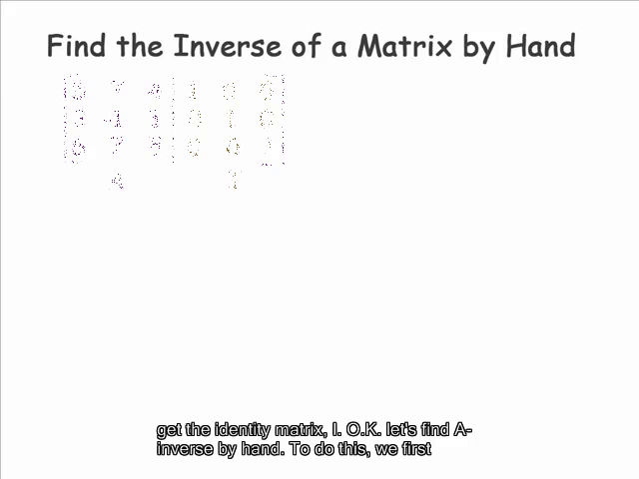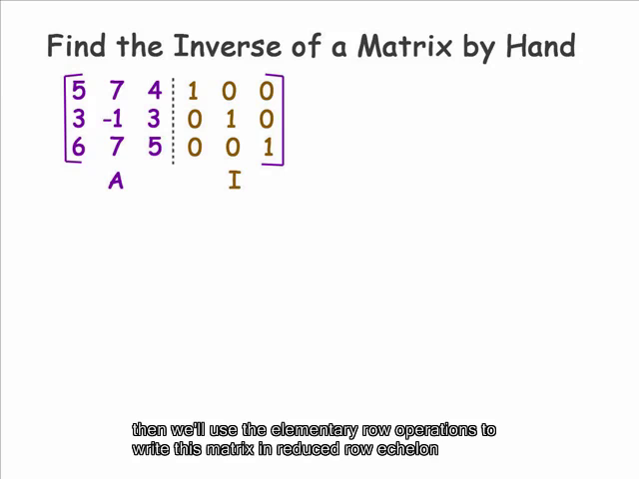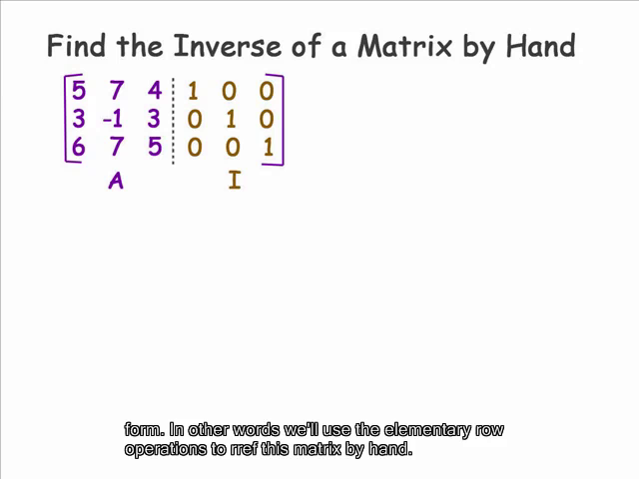To do this, we first build the same 3 by 6 matrix with A on the left and the identity matrix I on the right, and then we'll use the elementary row operations to write this matrix in reduced row echelon form. In other words, we'll use the elementary row operations to RREF this matrix by hand.